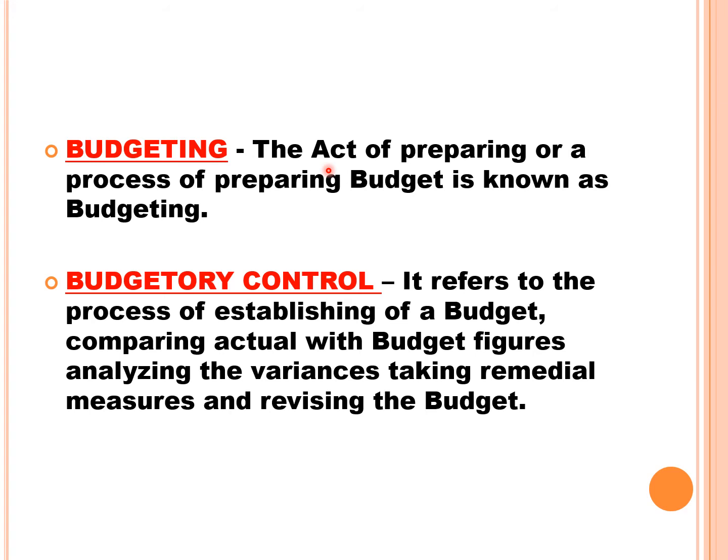Like that, budget is a statement that shows estimated income and expenditure. Calculating and doing that work is called budgeting. So the act of preparing, or the process of preparing the budget, is known as budgeting. Next, we have budgetary control.